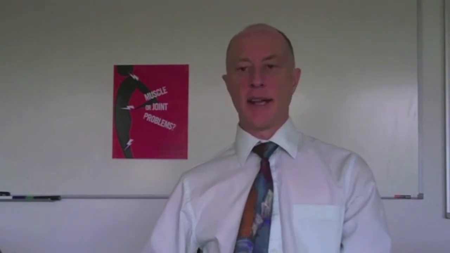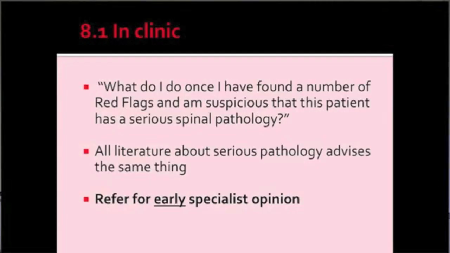So, how to manage red flags, section 8. Once you've actually identified a patient that you're concerned about, you think this patient may have red flags, what do you do next? It's a very important question. So in clinic, what do I do once I've found a number of red flags and I am suspicious that this patient does have a serious pathology?